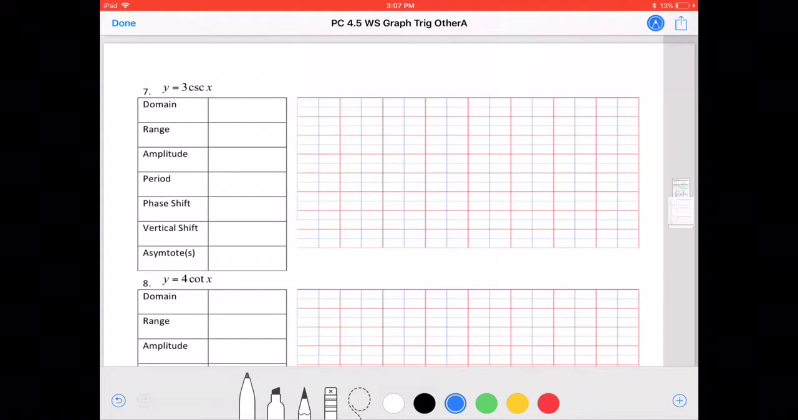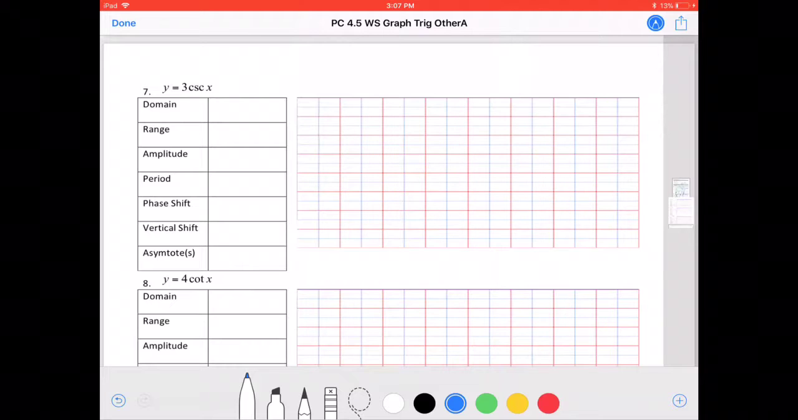Welcome back. We're on the back of Form A, and now we're on number 7. So here we have y equals 3 times the cosecant of x. So now we finally have some numbers going on, which is going to change how our graph looks from our function, our parent function. So we should still be using our notes to help us with this.